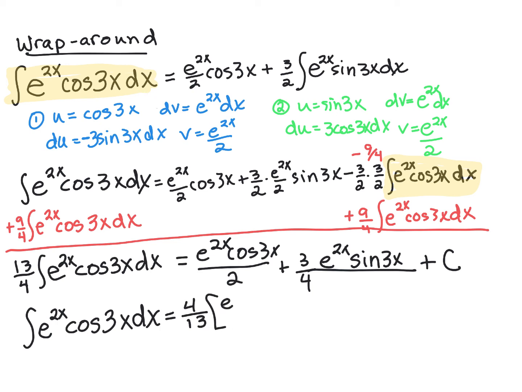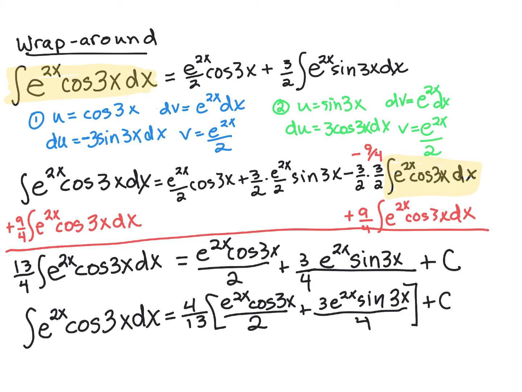Isn't this cool? Repeated parts with two functions that don't go away when you take their derivatives or you integrate them, and you can end up wrapping around. The reason it works is because of the coefficients and because of the signs.